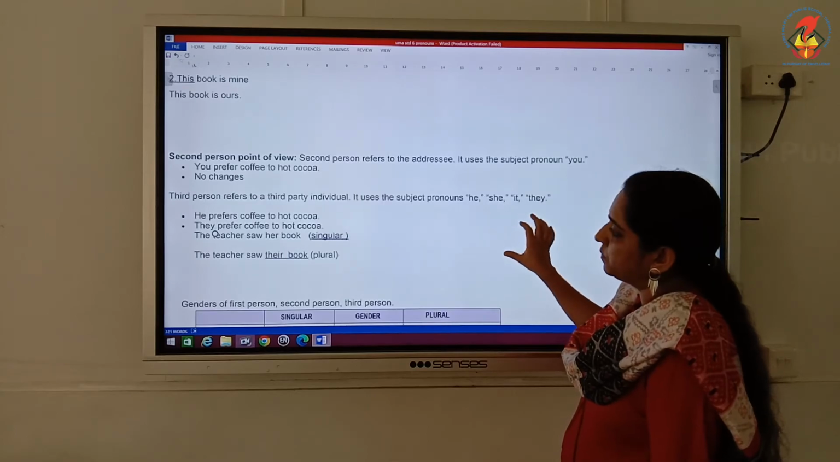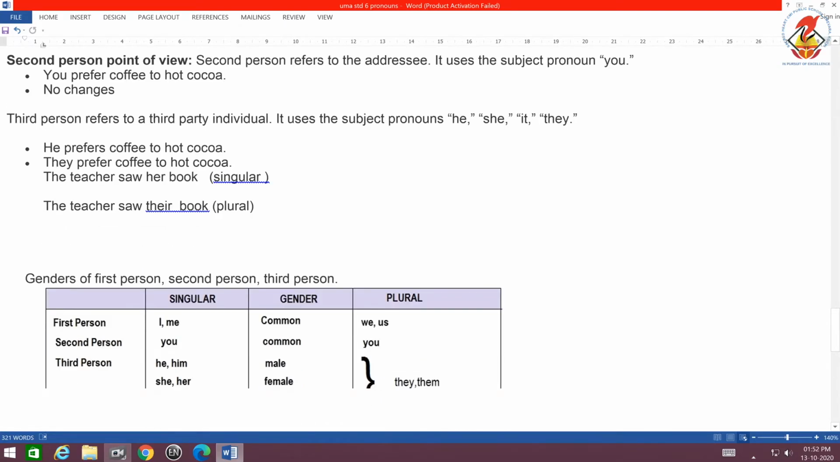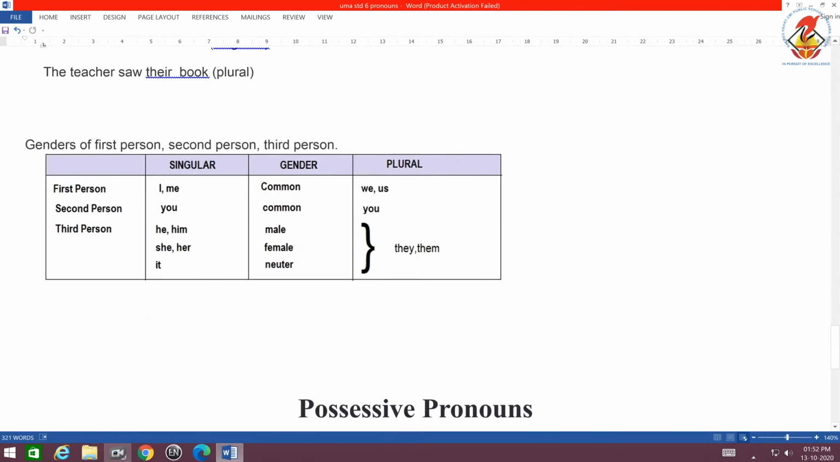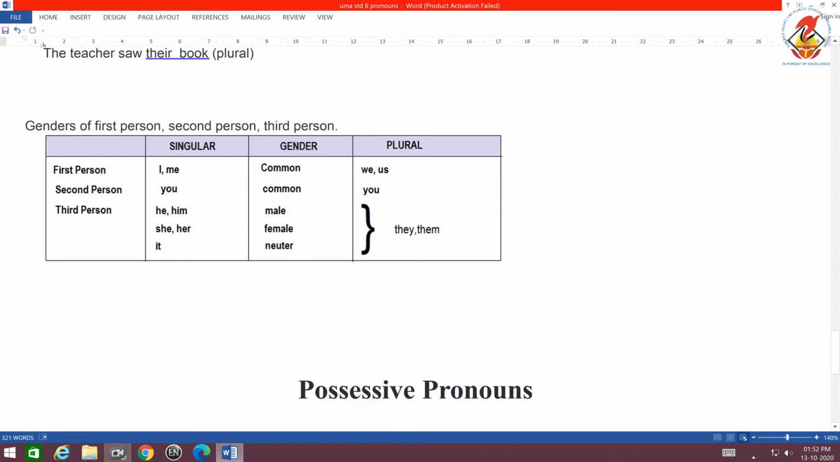Now, the next one, gender of first person, second person and third person. What do you mean by gender? Gender means boy, girl, as we studied: masculine, feminine, common gender, neuter gender. So I, me is common gender. I, me means it can be a boy or a girl, feminine or masculine. So, it is common gender. Second person, you. You means masculine or feminine. That is why it is written common gender.